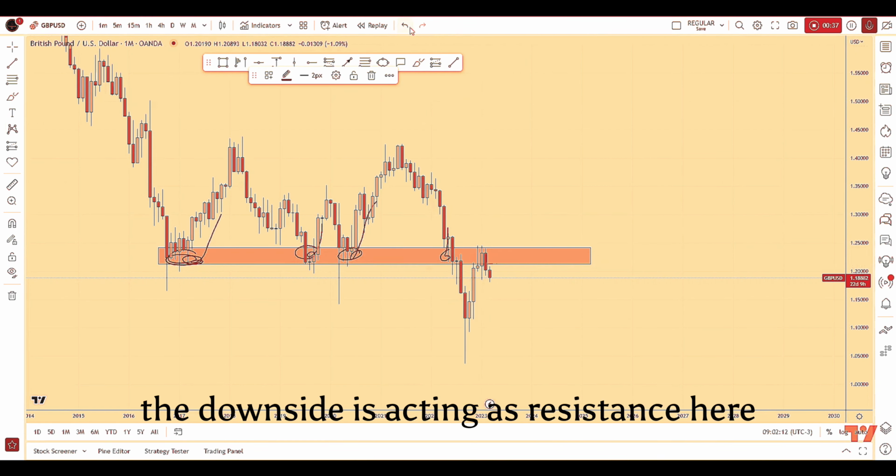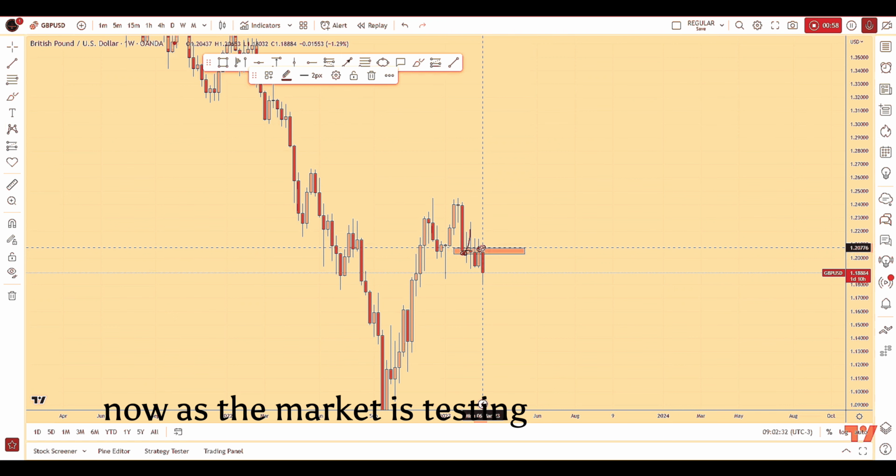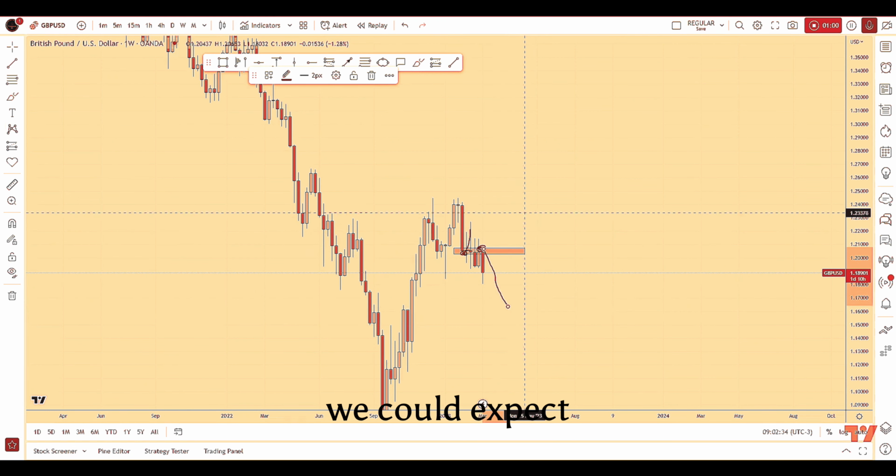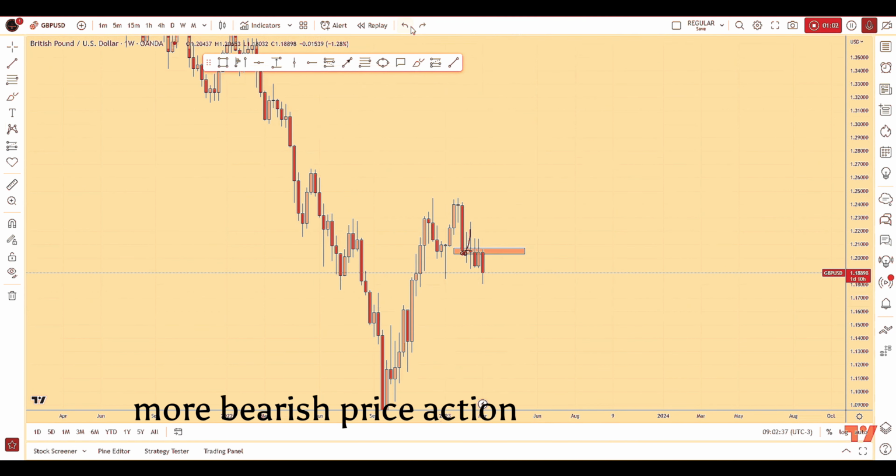away from this zone. Dropping down on the weekly, what we can see is that from a weekly perspective, the market just tested and started to reject a quite strong area of previous weekly support, which is now turned resistance. Now, as the market is testing previous support and resistance, we could expect more bearish price action to be developed away from this zone. Going down on the daily time frame, what do we have?